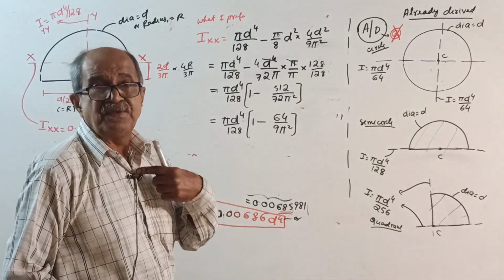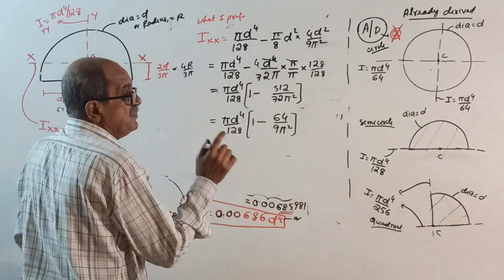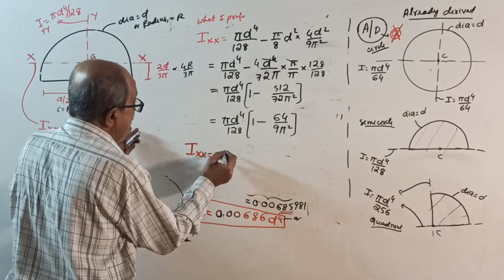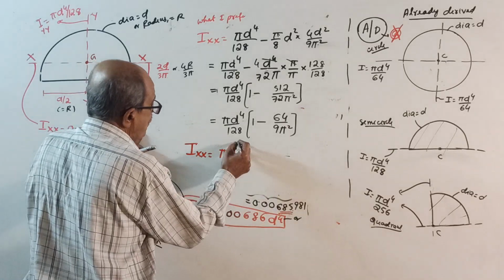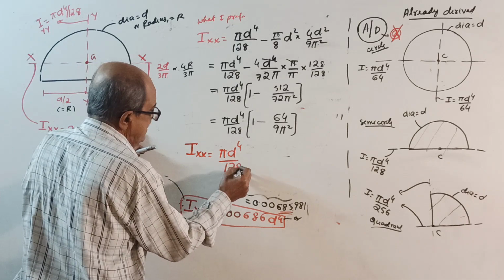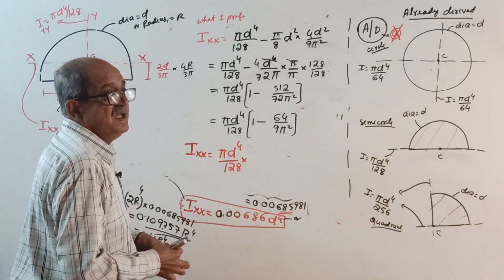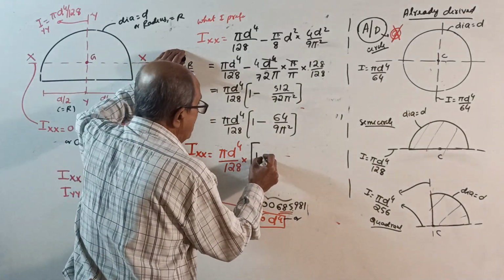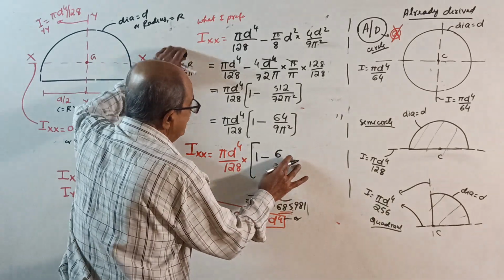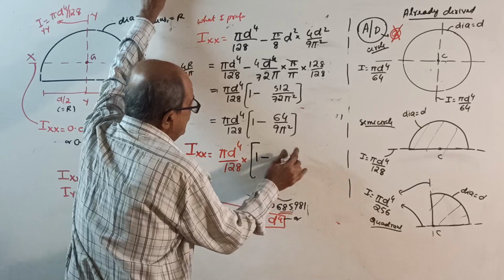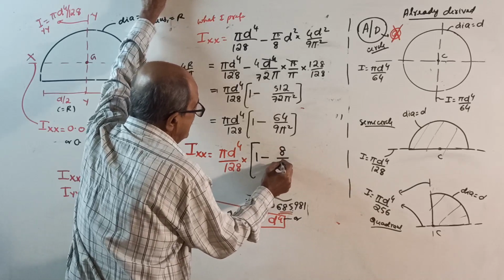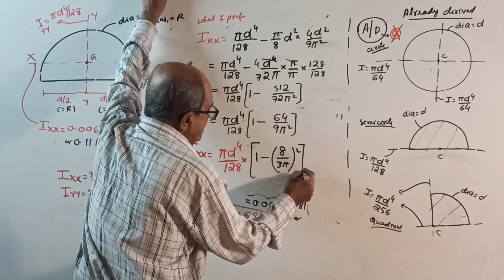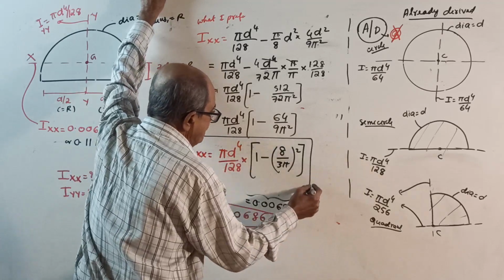Now what if you write it this way? I won't write it this way while doing a problem, I won't use it. It is my personal idea. If I am free to write it, I will write Ixx equal to pi d power 4 by 128 into a reduction factor, 1 minus 64, or you can do one thing, 64 is 8 square, so 8 by 3 pi whole square. I write this way, 8 by 3 pi whole square. This is the equation I will propose.